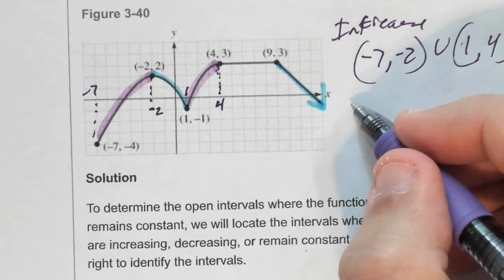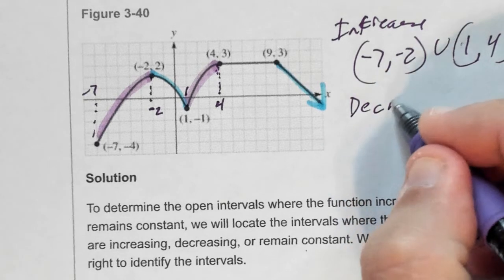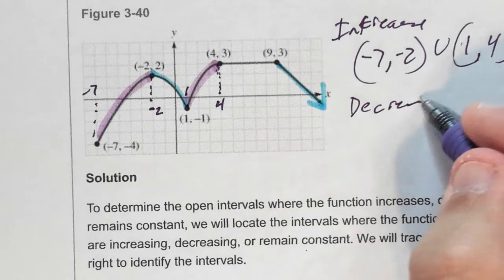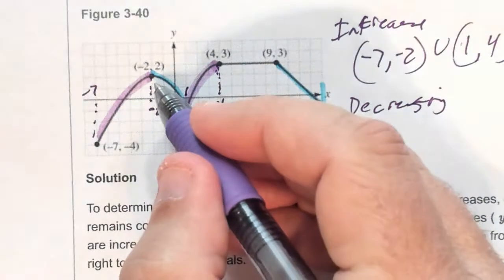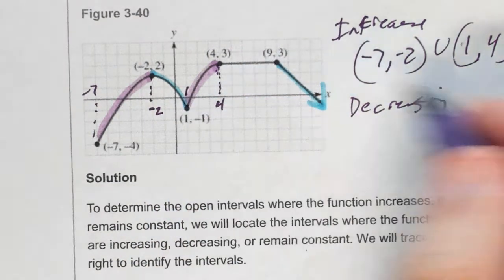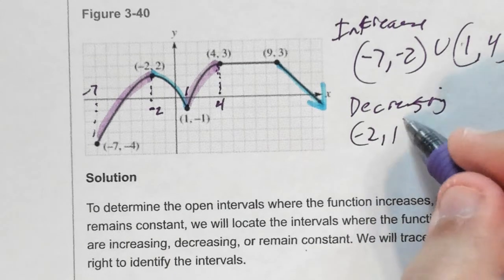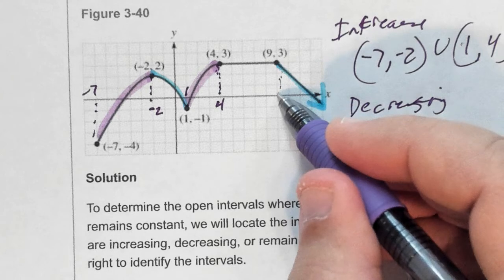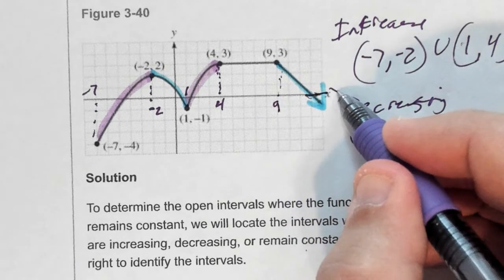Now we're going to look at our decreasing. That's going to be the blue ones. In my decreasing ones, we're going to go from -2 to 1. And then over here is my other blue one, which is here at 9, all the way to infinity.